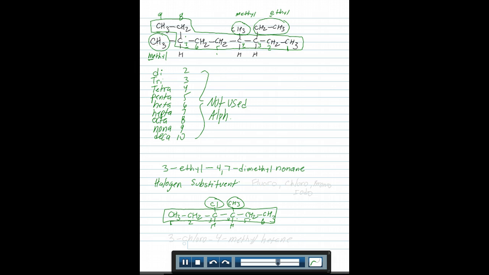Substituents, halogens, you just name the first part and then end it in O. So for example, fluorine would be a fluoro group. Okay? Chlorine would be a chloro group. Bromine is bromo. Iodine is iodo. So this would be called 3-chloro, 4-methyl hexane.